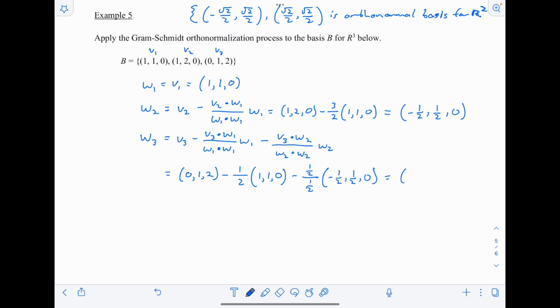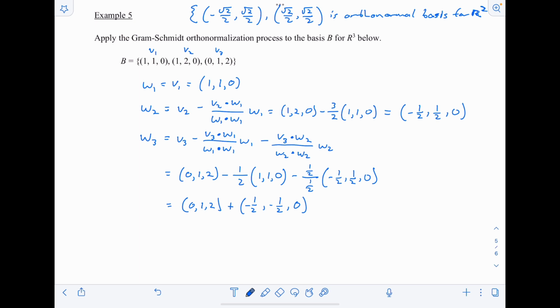And that'll give me the, actually, let me do this down at the row below. So we've got 0, 1, 2 minus 1 half, 1, actually, let me do this. I'm going to do plus a negative 1 half. I think that'll be easier. I won't get messed up on the negatives.